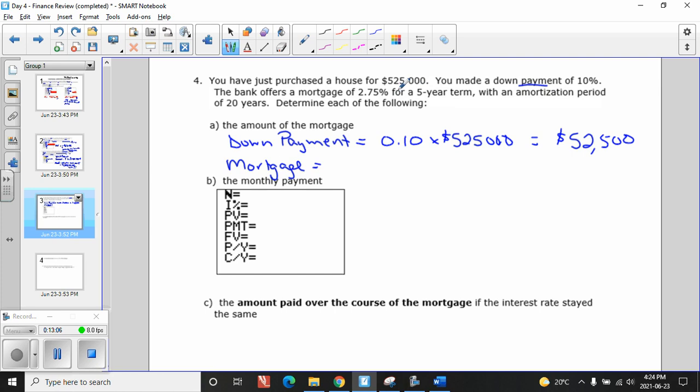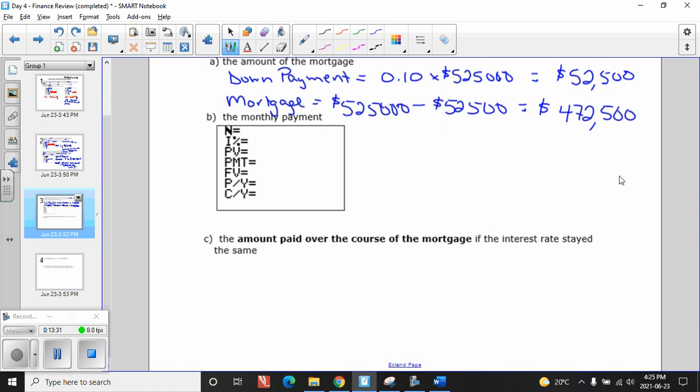The mortgage amount is the total cost of the house, 525,000, subtract whatever you are able to afford upfront in your down payment. So doing a subtraction, I find that the answer there is 472,500 that we're going to be stuck borrowing from the bank in the form of a mortgage. So we're going to try to find next the monthly payment.